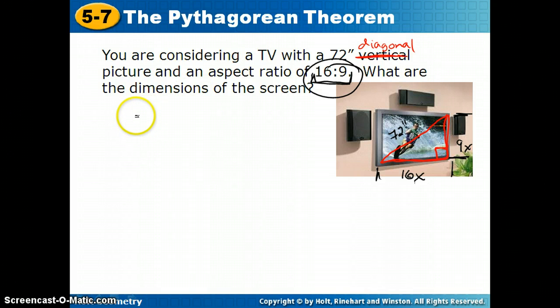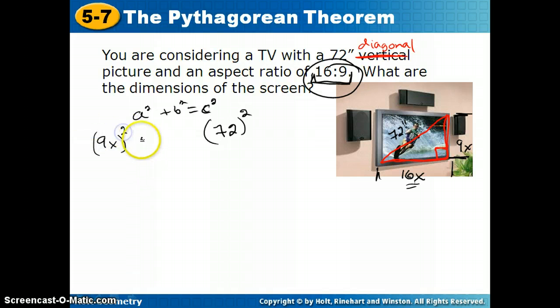So now if I set my Pythagorean theorem up, a squared plus b squared equals c squared, which side's my hypotenuse? What's got to be c? 72. Sweet. We got that part nailed down. But if you can remember where to get the 16 and the 9x from, I think it's pretty straightforward. A squared I'm going to call my 9x. And 16x will be my b.